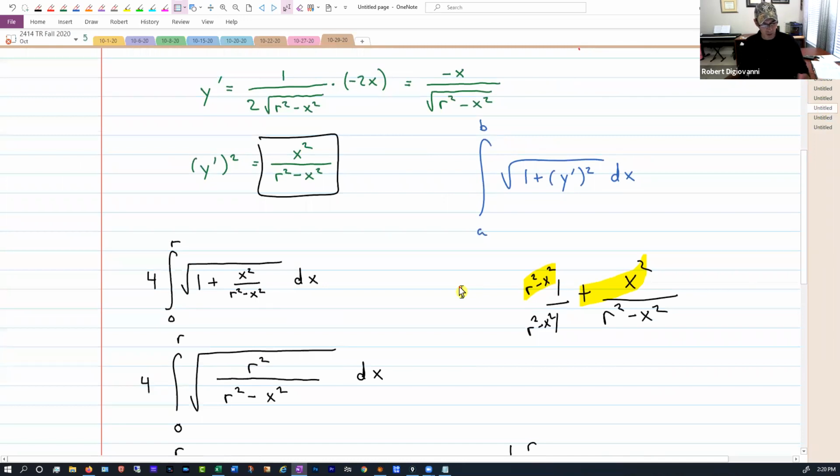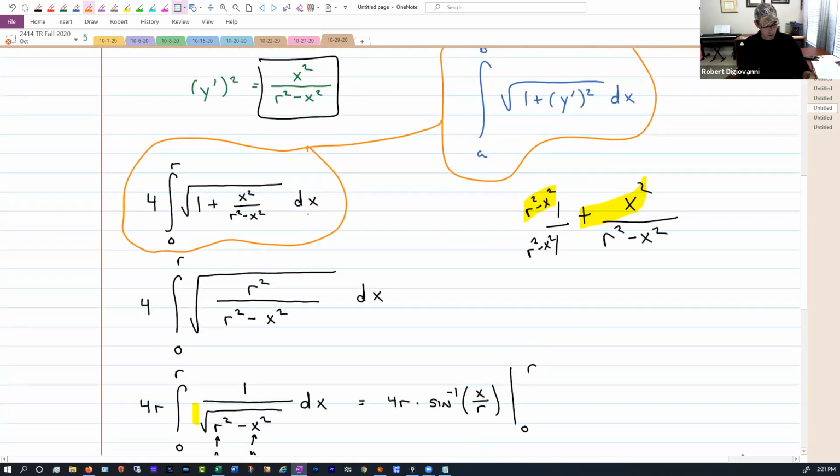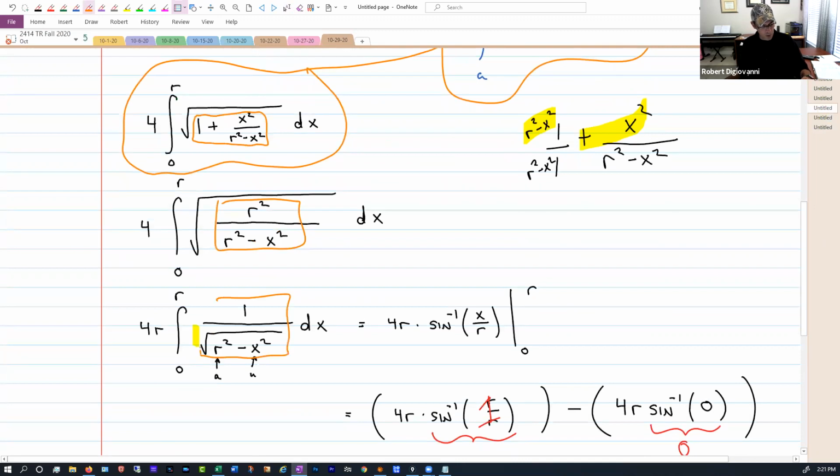This integral right here turned into this, right? Actually, we did the 1 plus, didn't we? And we got a common denominator. And then we took the square root. So isn't this what we should get right there, with an r outside? I don't want to go through all this work again.